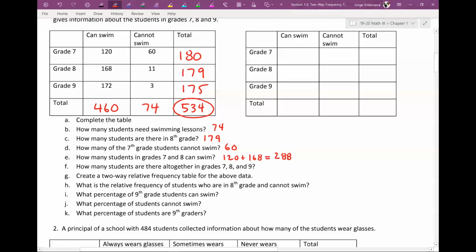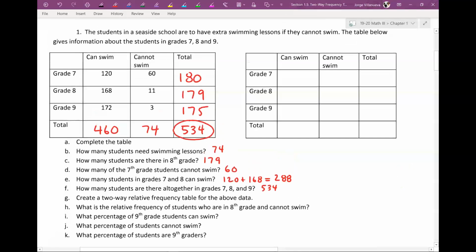How many students are there all together in grade 7, 8, and 9? So I'm hearing you. Anybody else? 534. Okay? All right. So far, so good? No big deal? Right? Okay, now, the two-way relative frequency table. They say, create that based on this data. All right? So, this is how you do it. In order to create a relative frequency table, in other words, percentages, that's what they want, percentages.